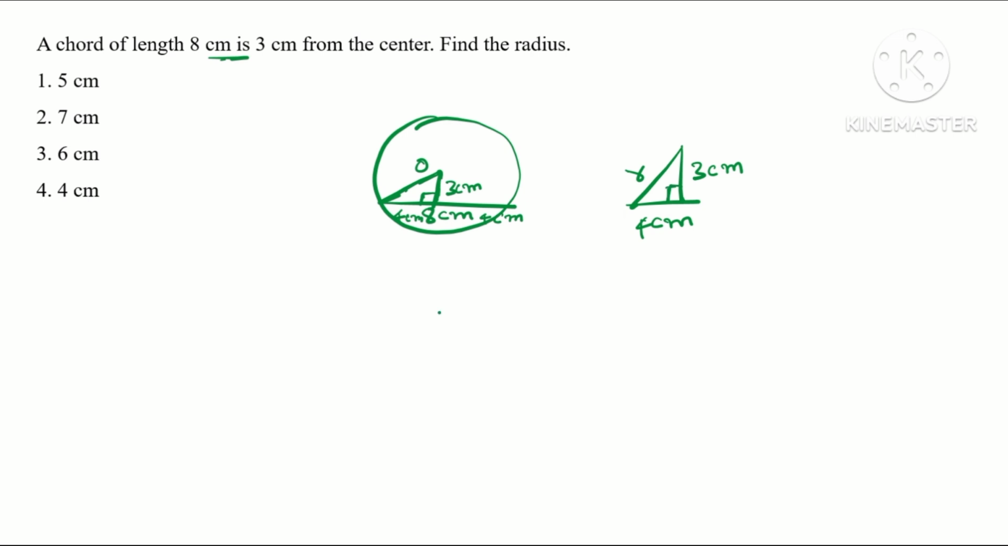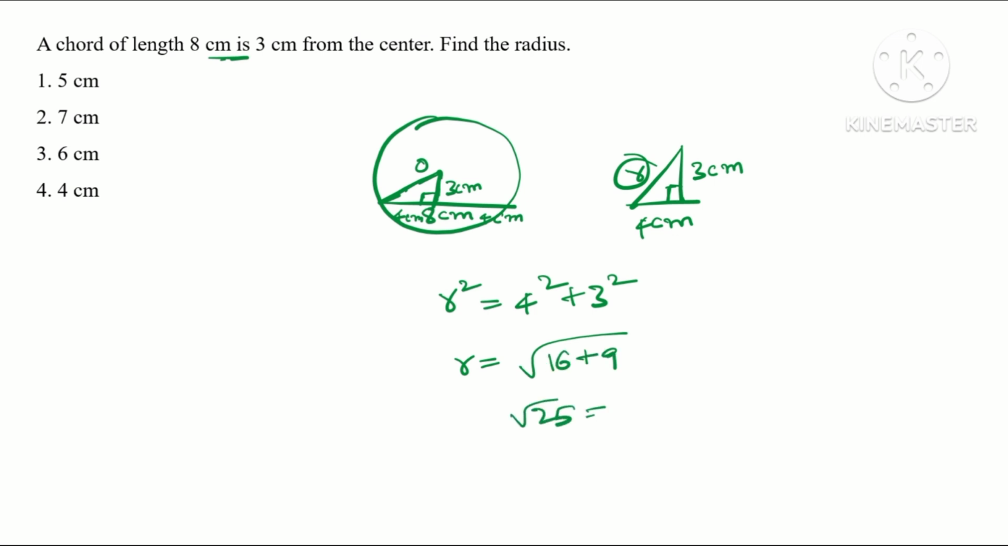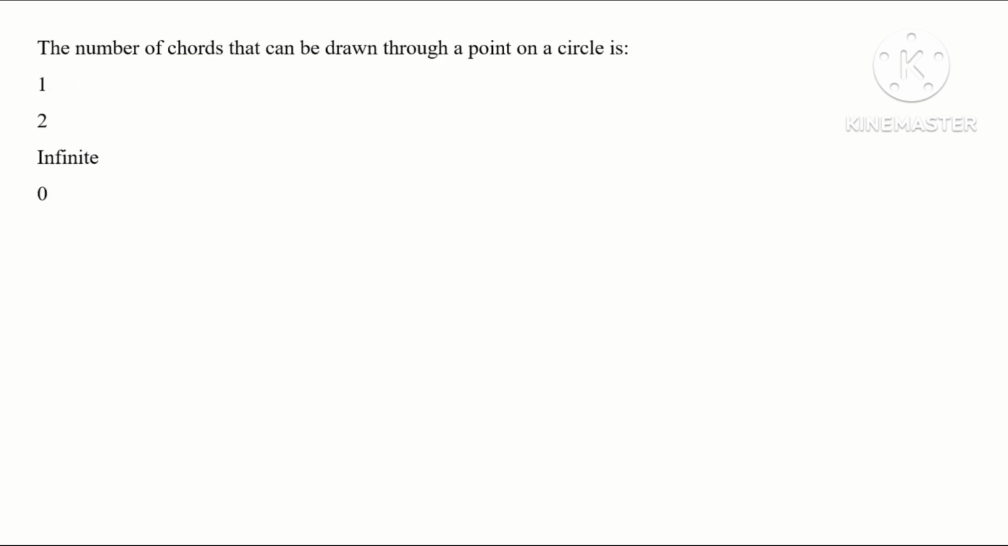We know for a right angle triangle, hypotenuse square, here hypotenuse is r, so r square equals 4 square plus 3 square. r equals root 16 plus 9. Root 25 is 5 centimeters. So option 1 is the right answer.